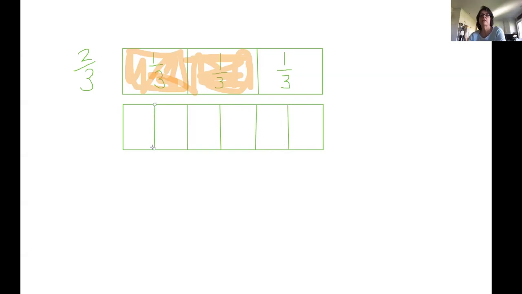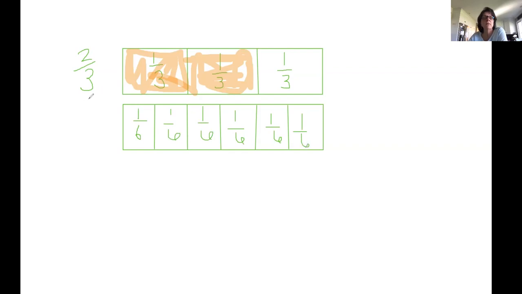And now instead of 3 equal parts or thirds, let's count them: 1, 2, 3, 4, 5, 6. I have 6 equal parts or sixths. And I'm going to go ahead and label each one of those with a 1/6. And why don't you do the same on your paper? Okay, now I've got each one labeled with the appropriate fraction.